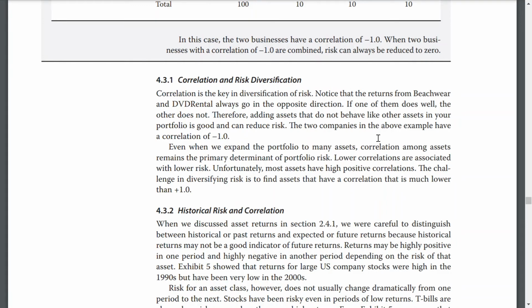Historical risk and correlation. When we discuss the asset returns in section 2.4.1, we are careful to distinguish between historical and past returns and expected and future returns, because historical returns may not be a good indicator of future returns.